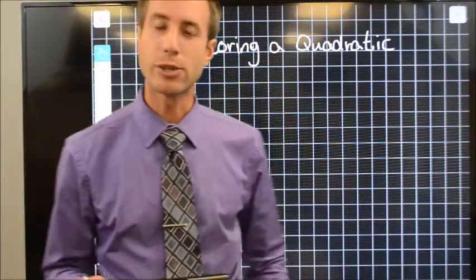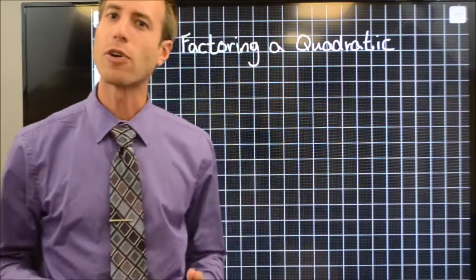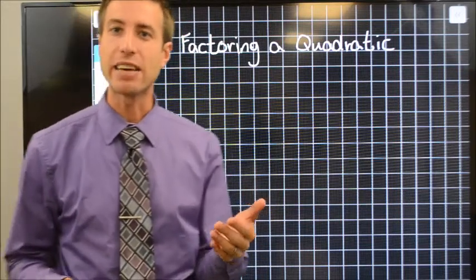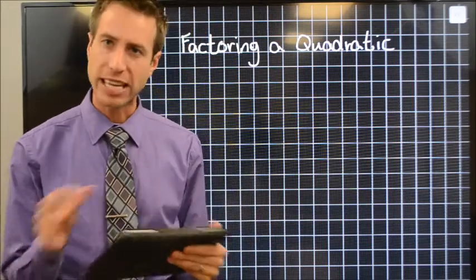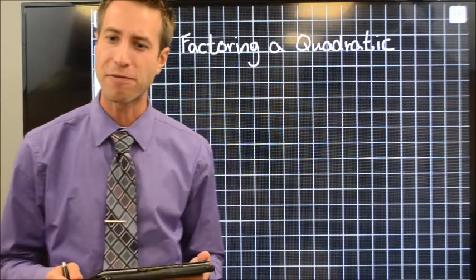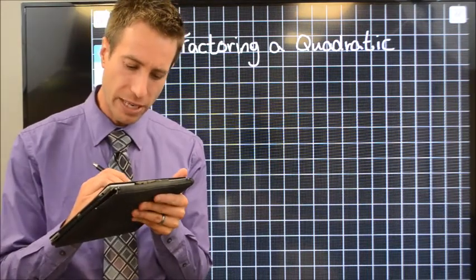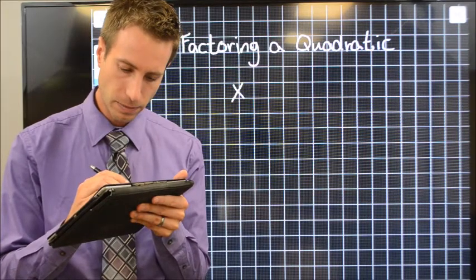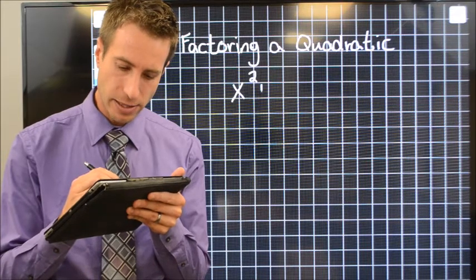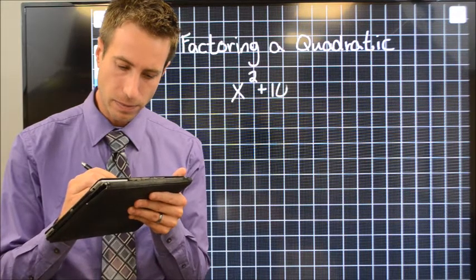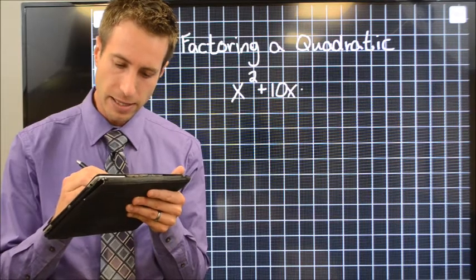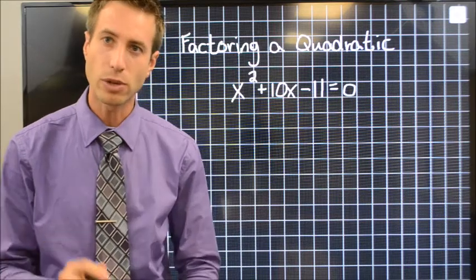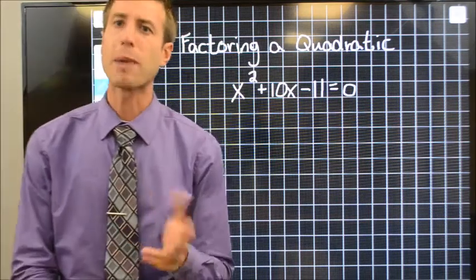What I want to do here in this tutorial video is just quickly go over a nice way to factor a quadratic. So let me go ahead and give you a quadratic equation, and we'll take a quick look at it and then talk about how you go about factoring it. Here's a good one for you. What if you were given x squared plus 10x minus 11 is equal to 0?